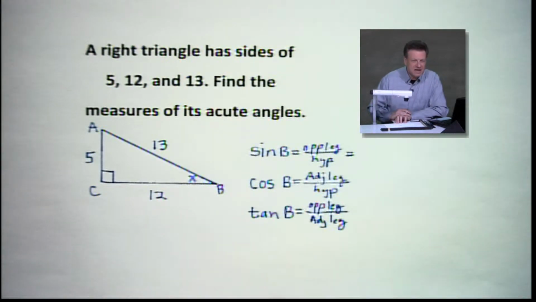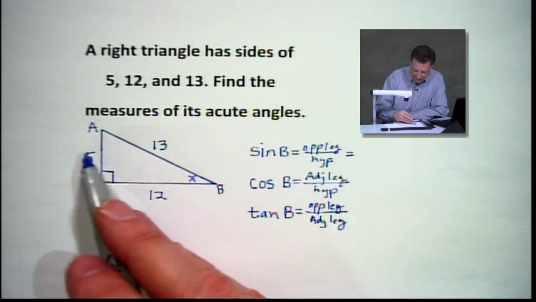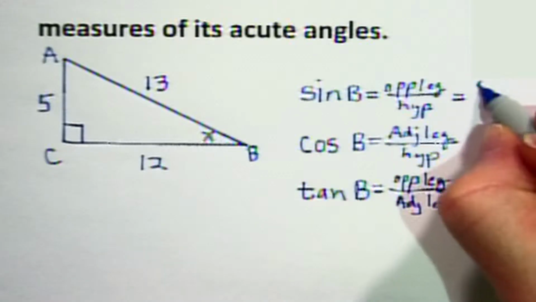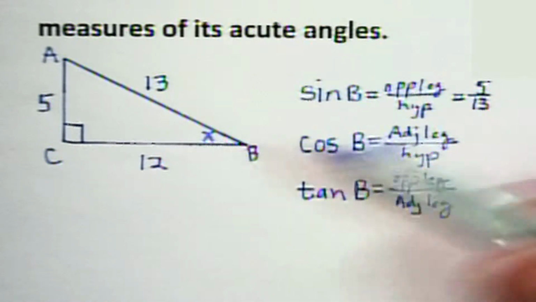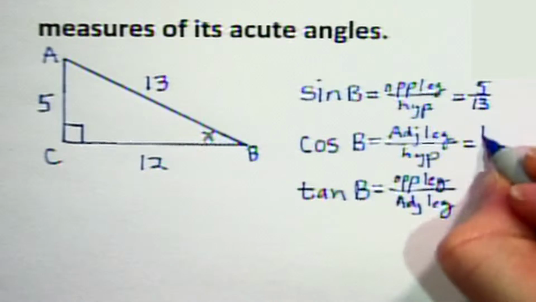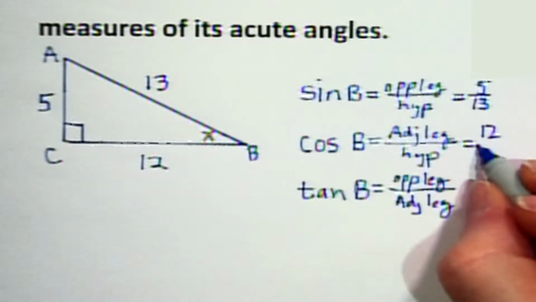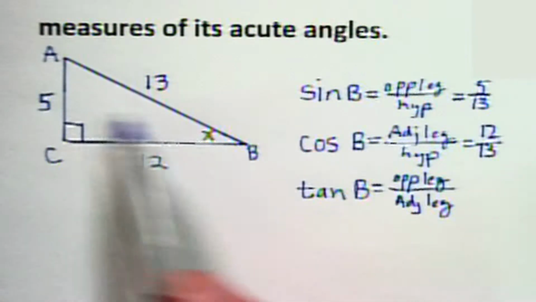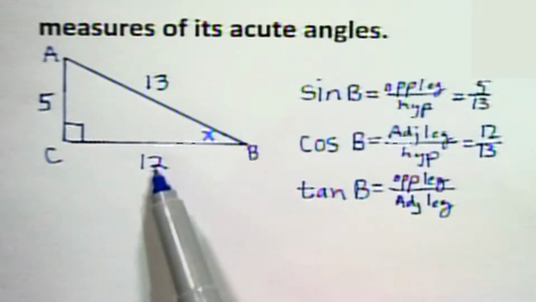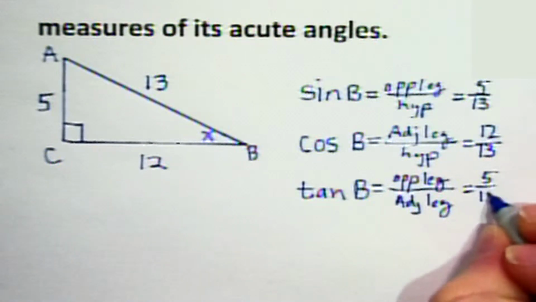The sine of B is equal to 5 over 13, because you see 5 is opposite, 13 is the hypotenuse. And the cosine would be 12 over 13, because the adjacent leg, the one that runs into angle B, is 12. We put it over 13. And then last but not least, we've got the opposite leg, which we've decided is 5, over the adjacent leg, which is 12. Now, those are the ratios.